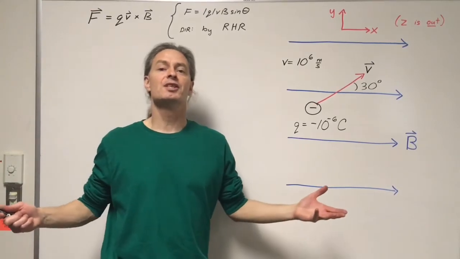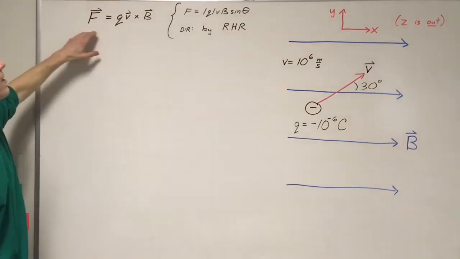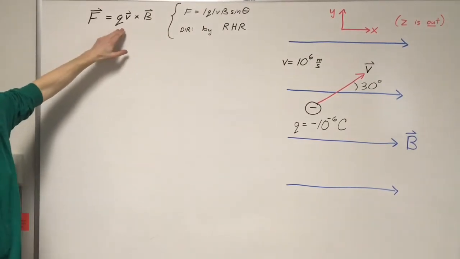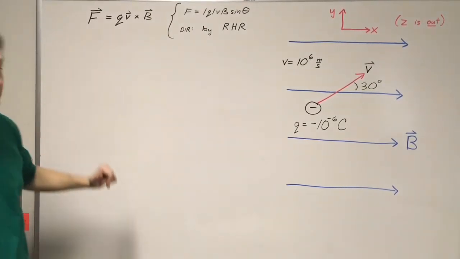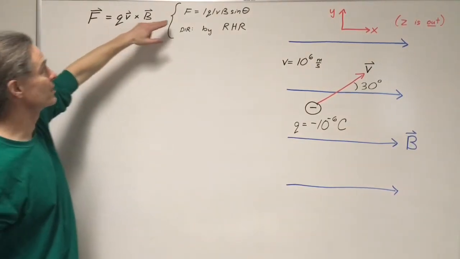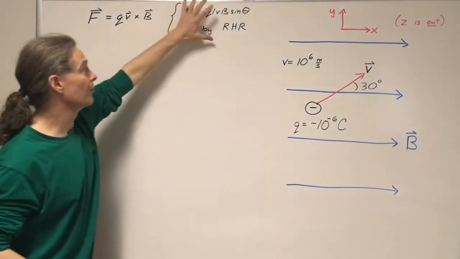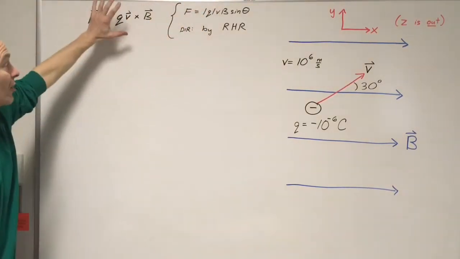Hi everybody. In this video I want to do an example in which I calculate the magnetic force that a magnetic field exerts on a moving charge. I want to do this two different ways. First, I'll rewrite the cross product in terms of a magnitude and get the direction by the right hand rule. So both of these things are contained in any cross product.